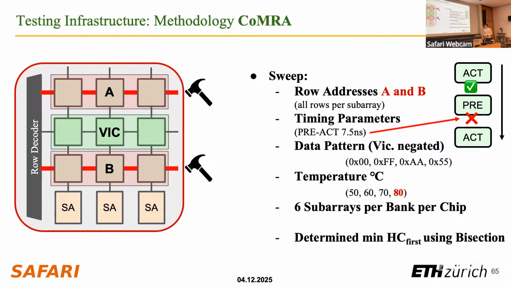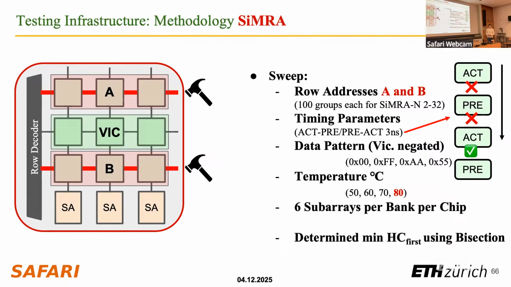And much of this does not change for their methodology for simultaneous multiple row activation. The things that do change is which row addresses were probed and the timing parameters. So here, the row addresses, they chose 100 groups each for varying amounts of simultaneous multiple row activations. So if you remember, the simultaneous multiple row activations can go from 2 to 32. So it was 100 groups each. And also because now we do a different method, we also need to change the time parameters. So for all the figures that I will show, this will be our timing.